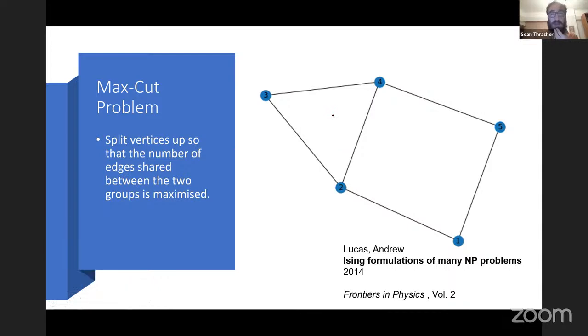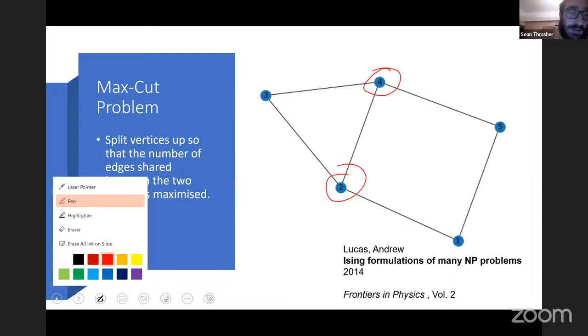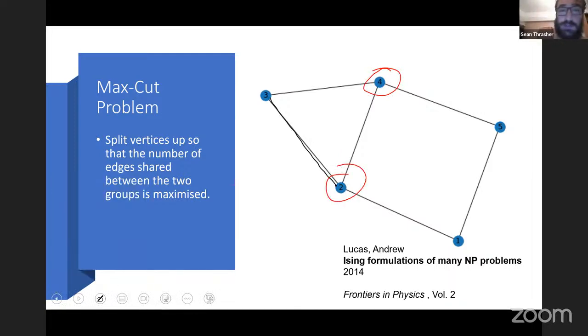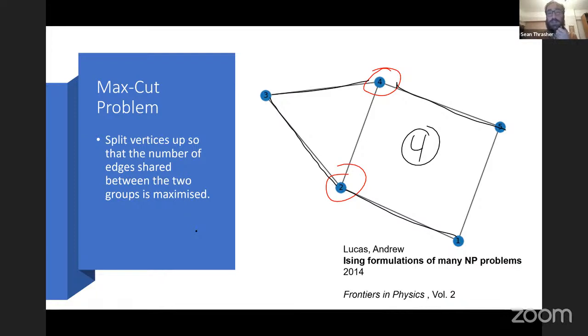So, for example, I could think of it as coloring this graph in maybe red or blue. If I take this to be red and I take this to be red, then this is an edge that's shared between the two groups. This is an edge that's shared, and this is an edge that's shared, for example, and that would give me a score of 4, if you like. And the problem that I have to solve is what choice of splitting the vertices up gives me the largest score here, essentially. And I'm going to show that we can formulate that in terms of an optimization problem.